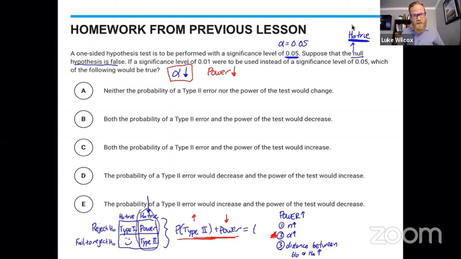And so when you look at our answer choices here, they're all about type 1 error and power, and we need the one that says that the type 2 error is going up and the power is going down, which I believe to be answer choice E. The type 1 error would increase, the power of the test would decrease. So the correct answer here is E.